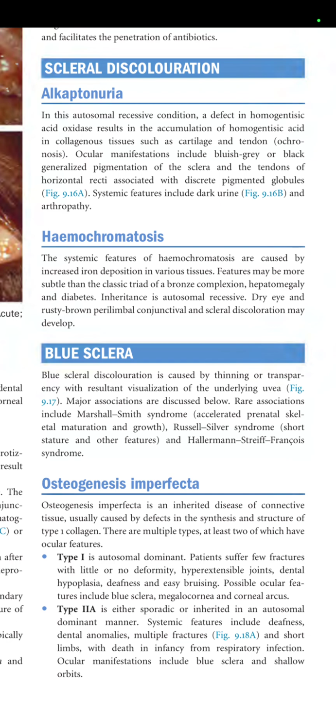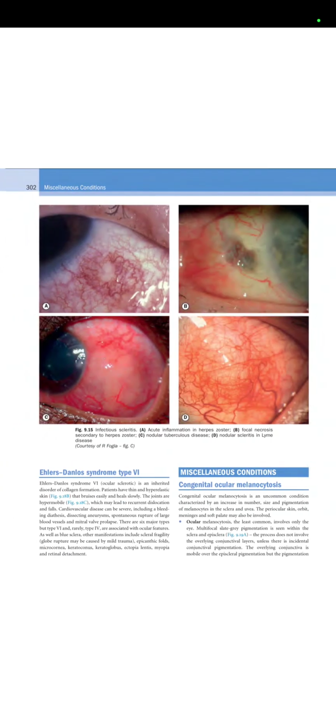So remember that they're thinned out. Everything is becoming thin and long. So whenever everything is becoming thin and long, blue sclera will develop, megalocornea will develop, corneal arcus will develop. Type 2A is either sporadic or inherited in an autosomal dominant manner. Systemic features include deafness, dental anomalies, multiple fractures, and short limbs with death in infancy from respiratory infection. Ocular manifestations include blue sclera and shallow orbit.